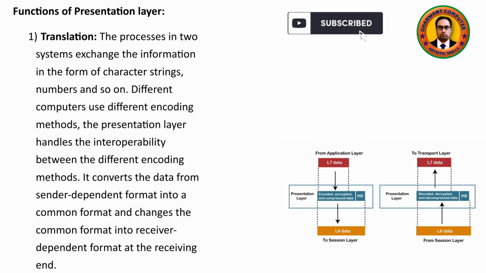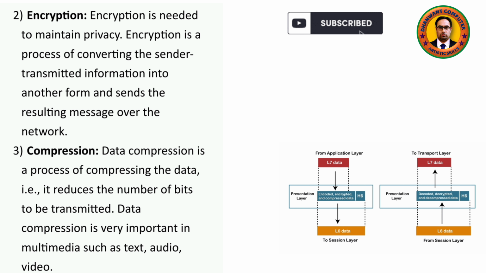Functions of presentation layer. 1. Translation. The processes in two systems exchange the information in the form of character strings, numbers, and so on. Different computers use different encoding methods. The presentation layer handles the interoperability between the different encoding methods. It converts the data from sender-dependent format into a common format and changes the common format into receiver-dependent format at the receiving end.